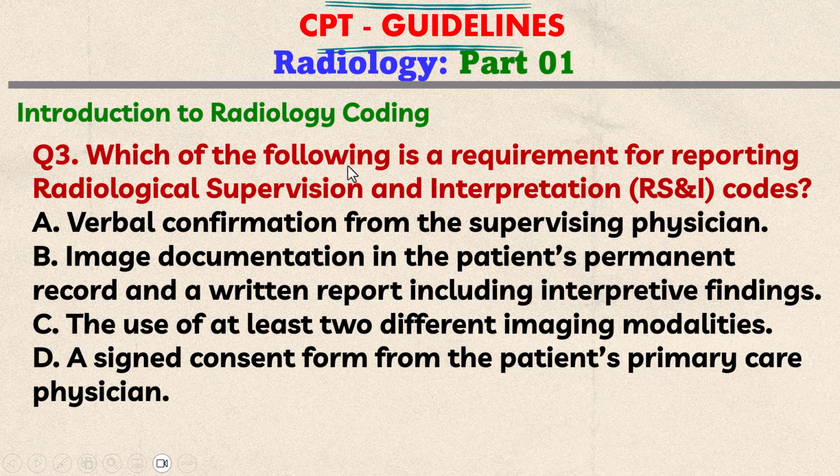Question number 3. Which of the following is a requirement for reporting radiological supervision and interpretation (RS&I) codes? A. Verbal confirmation from the supervising physician. B. Image documentation in the patient's permanent record and a written report including interpretative findings. C. The use of at least 2 different imaging modalities. D. A signed consent form from the patient's primary care physician.